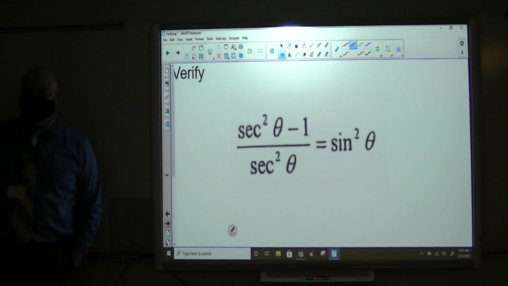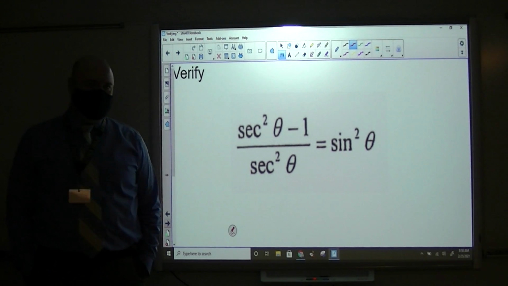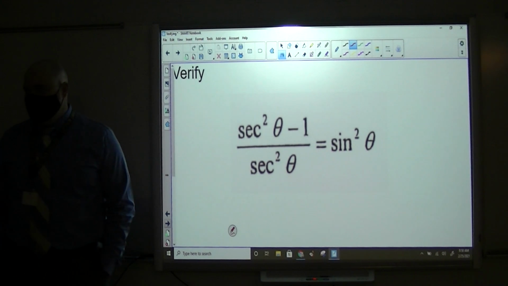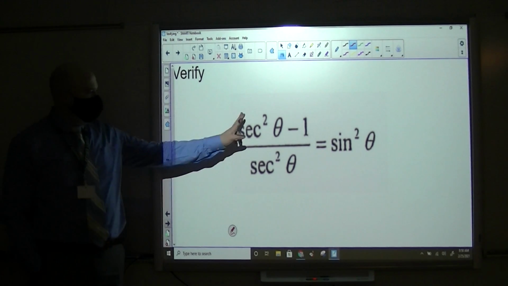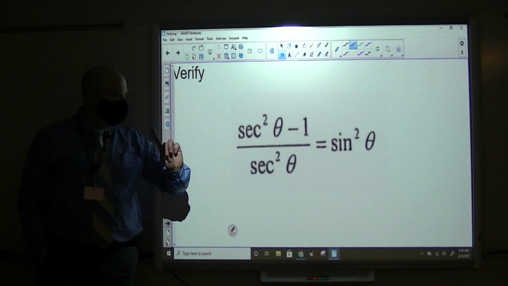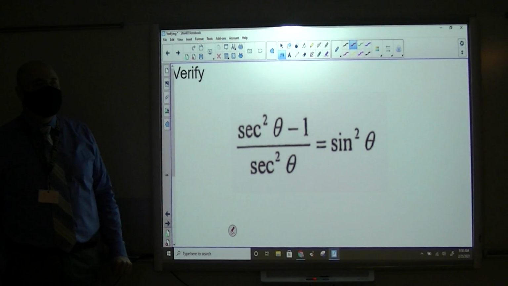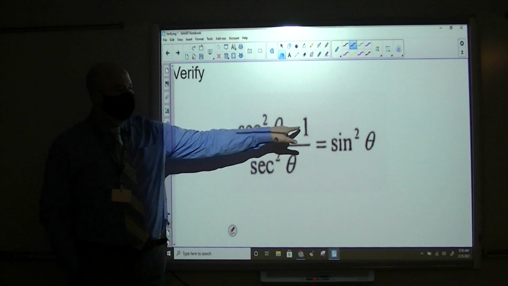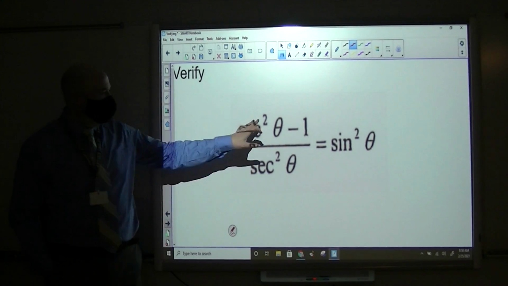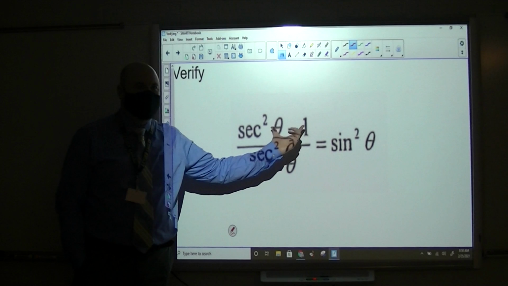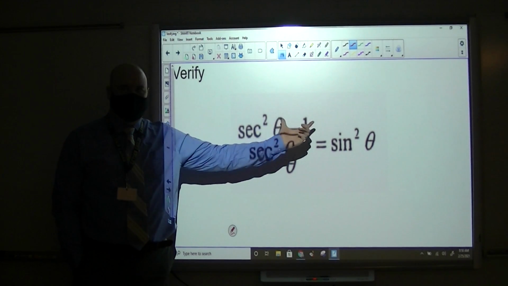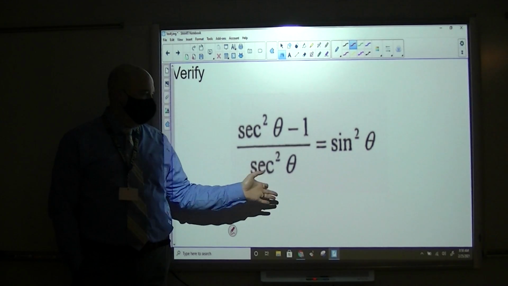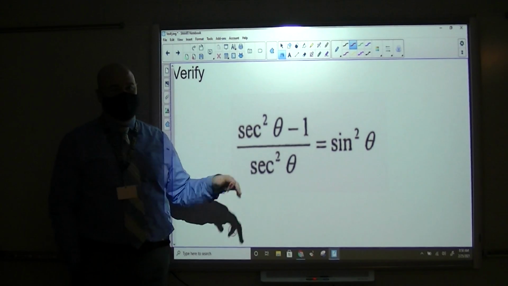Now, when you look at this one, what do you see? Anybody? What do you see? Chris? You see secants here? Okay. Can I cancel these secants? No, I cannot. Because this secant has a -1. So this secant squared is part of a difference, part of a binomial. We cannot cancel part of a binomial. So I can't cancel these, even if they're written above one another. Okay?